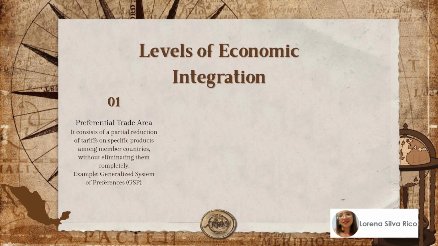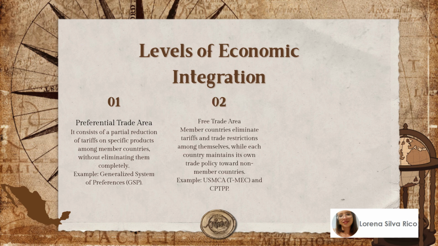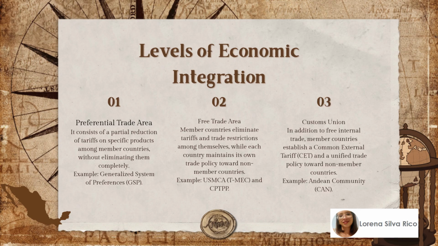1. Preferential trade area. This consists of a partial reduction of tariffs on specific products among member countries without eliminating them completely. A prime example: Generalized System of Preferences, GSP. 2. Free trade area. Member countries eliminate tariffs and trade restrictions among themselves, while each country maintains its own trade policy toward non-member countries. Examples are USMCA and CPTPP.